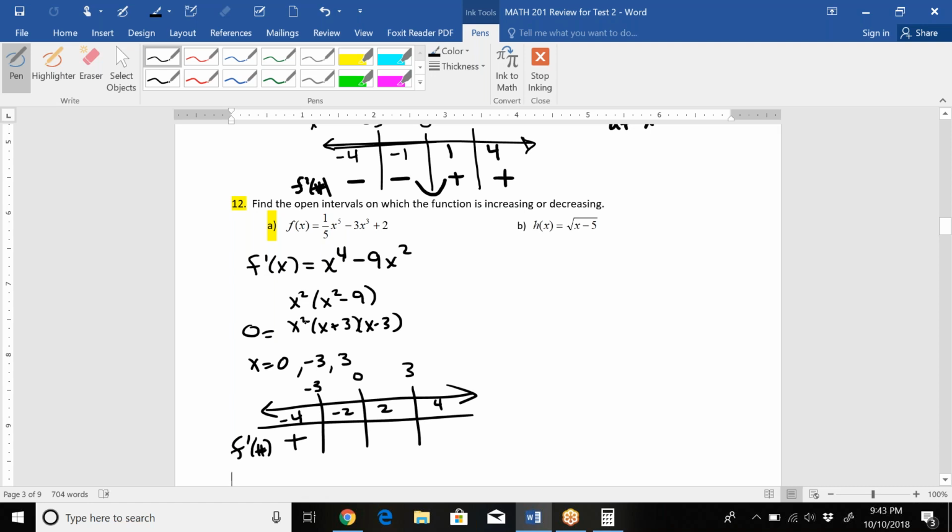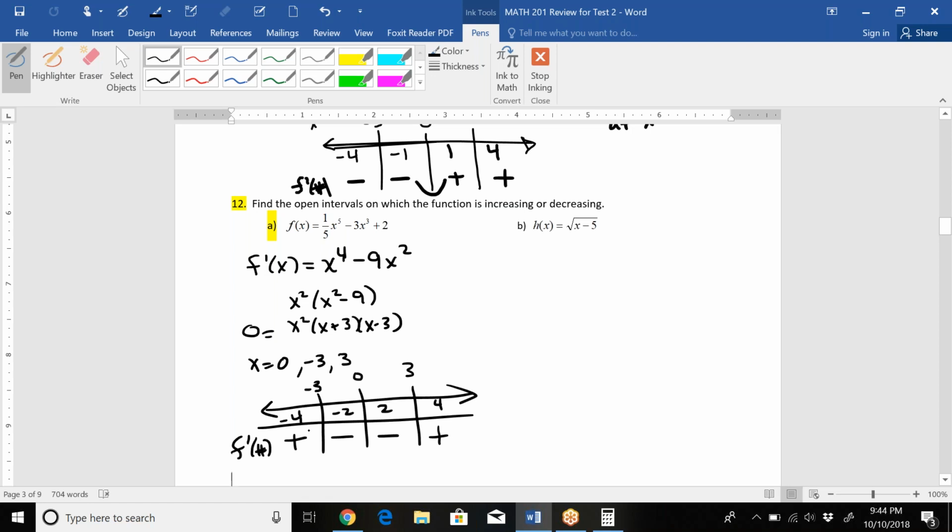-2 squared is positive. -2 plus 3 is positive. -2 minus 3 is negative. So positive, positive, negative. That's an overall negative. 2 squared is positive. 2 plus 3 is positive. 2 minus 3 is negative. So that means that's also going to be an overall negative. And then 4 squared is going to come out all positives.